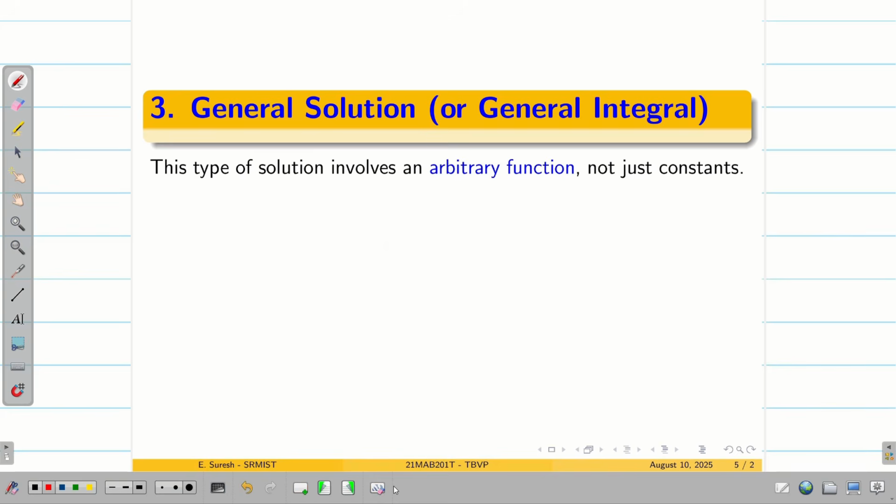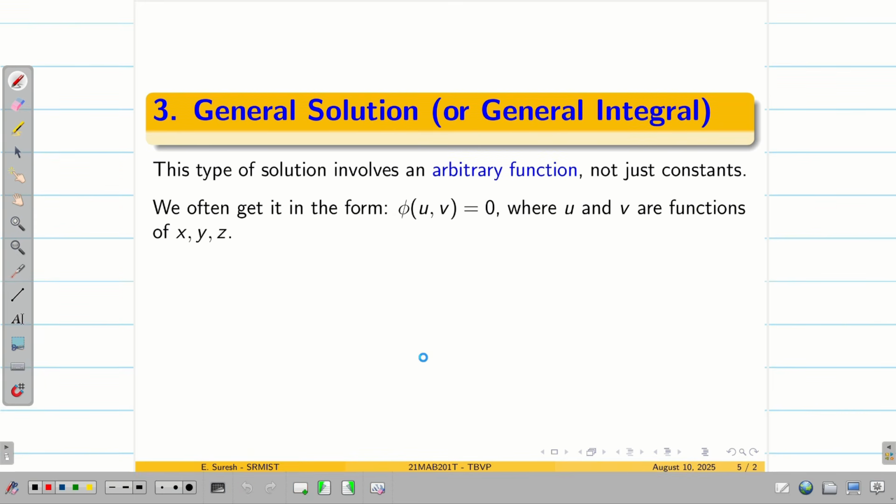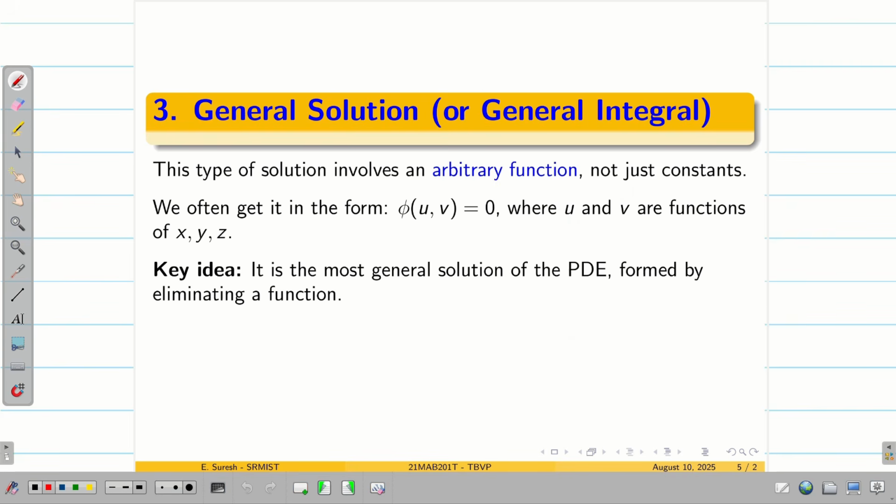The next one is general solution. This type of solution always involves arbitrary functions like phi, g or f, not just constants. We often use phi of u comma v equal to 0, where u and v are functions of x, y, z. The most general solution of the PDE is formed by elimination of functions. This general solution will give a wide set of possible solutions.